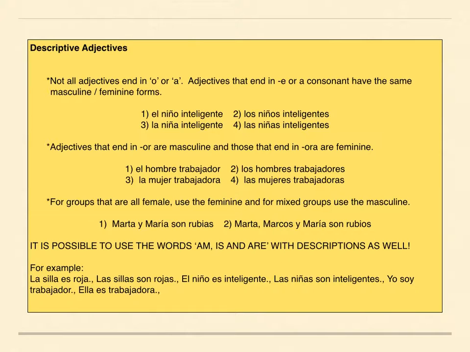El niño es inteligente. Las niñas son inteligentes. Yo soy trabajador. I am a hard worker. Ella es trabajadora. Okay.